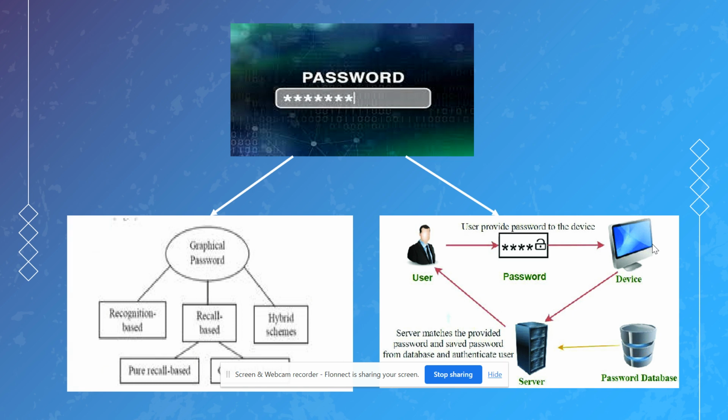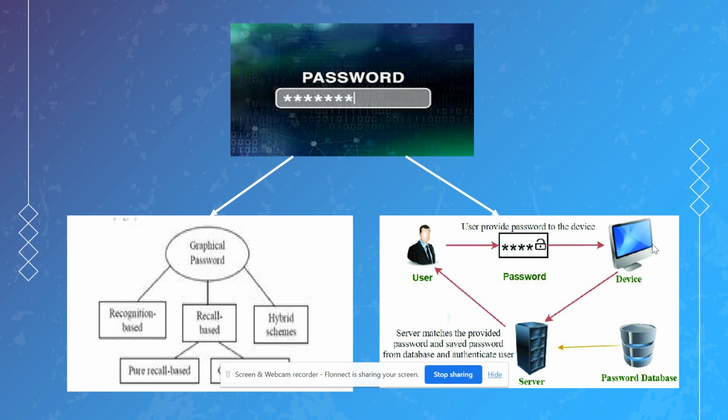A password, sometimes called a passcode, is secret data, typically a string of characters, including letters, digits, or other symbols, usually used to confirm a user's identity. There are two types of passwords. First one is graphical password, second one is text password.